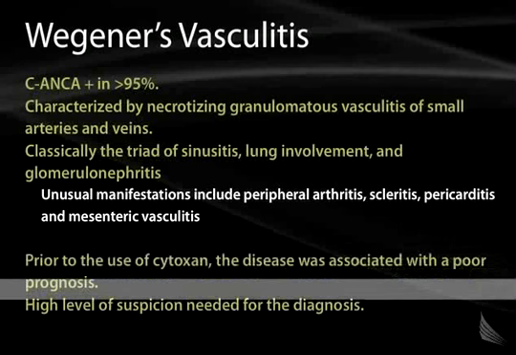A high level of suspicion needs to be raised in the setting of any kind of systemic disease for a disorder such as Wegener's. Any type of pulmonary renal syndrome where you have hematuria and hemoptysis, you need to consider Wegener's very strongly.